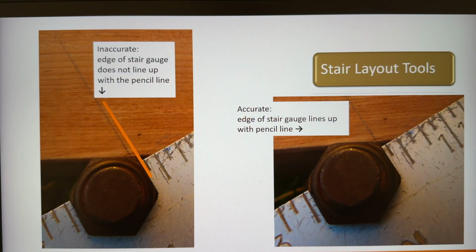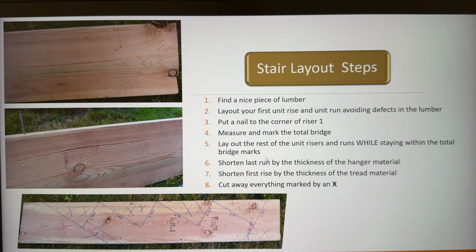When you draw your pencil lines out and you bunny hop from your pencil line, so you go off from your previous pencil lines, if the stair gauge's edge is not correctly lining up with the pencil line, you're just introducing an error into your layout, and your risers and runs will not be uniform. So this is how it's done when the edge of the stair gauge lines up perfectly with the previously made pencil line. So all this is important to follow these layout steps.